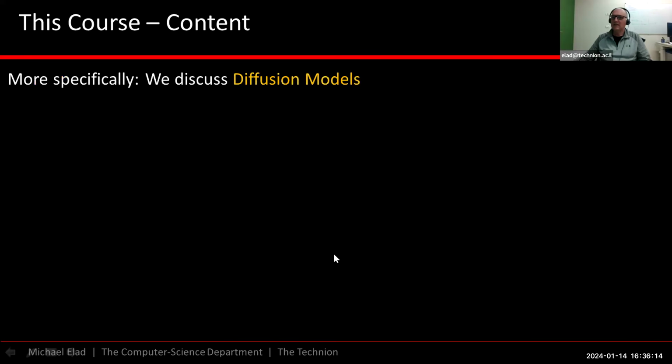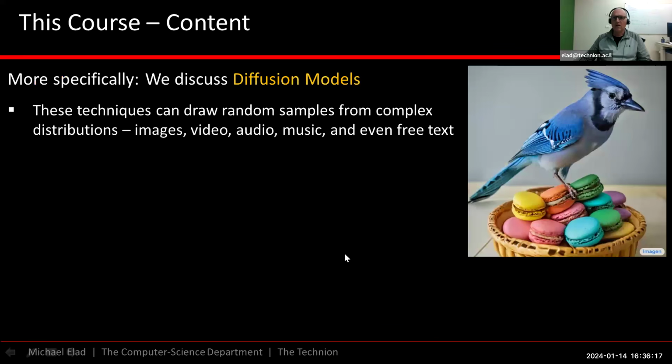So we are going to discuss diffusion models. This image, for example, is a product of such a software. In fact, it's coming up from a code by Google called Imagen. So basically give a prompt, a sentence, ask for something, and you get this amazing looking picture synthesized by a piece of software. The same goes for videos, audio, music, even free text can be generated with this breed of algorithms. And this is the topic of this course.